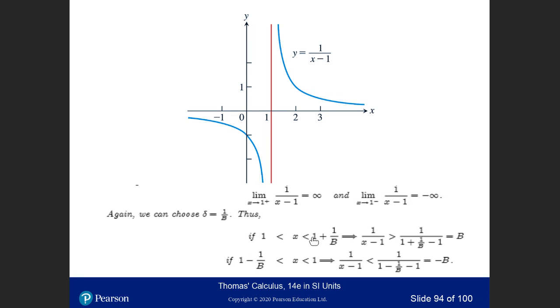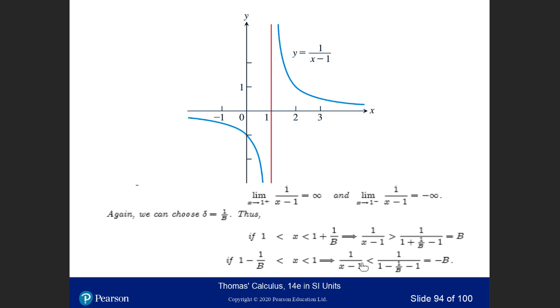Now, if I look at the left side, I choose 1 minus 1 over b less than x, which is less than 1. That's an interval to the left of x equal to 1. Now, here I substitute 1 minus 1 over b. So this is a number which is less than x. So this is less than this number because x is greater than 1 minus 1 over b. So ones cancel out, and that becomes minus b.